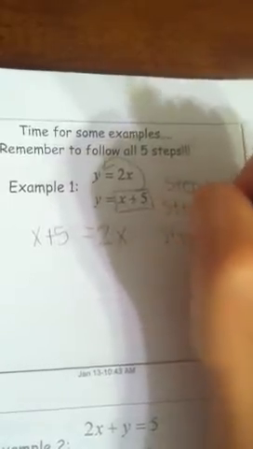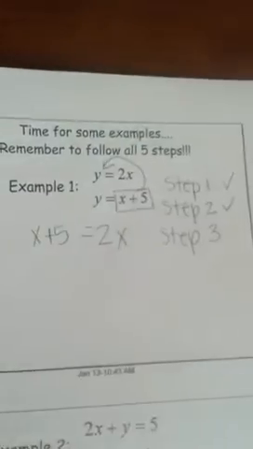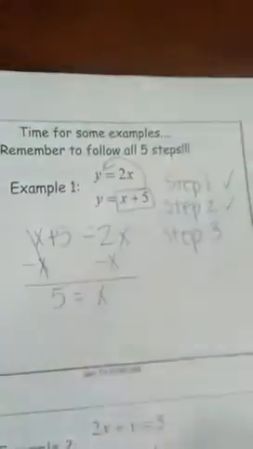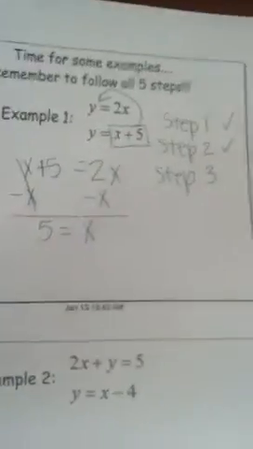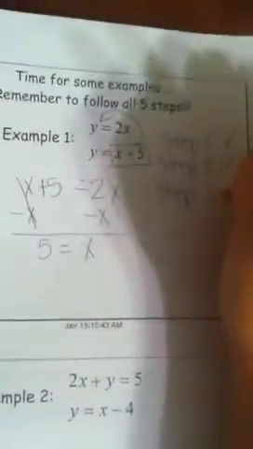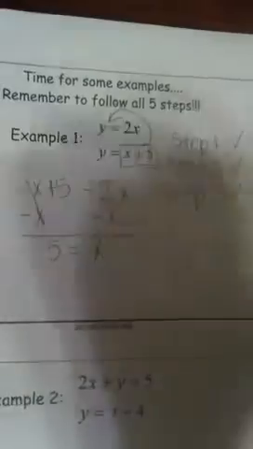Step 3 is to solve the equation. So now we're solving for x, the only variable we have left in that equation. So we subtract x from both sides. Now we have 5 is equal to 1x. So now I know one of my variables. Now I go to step 4.